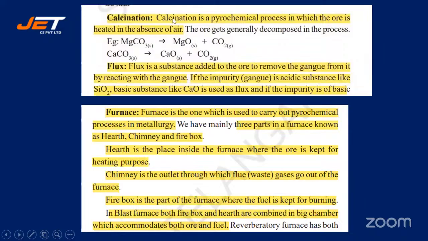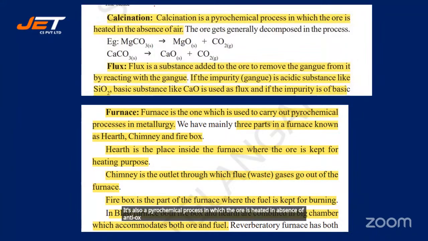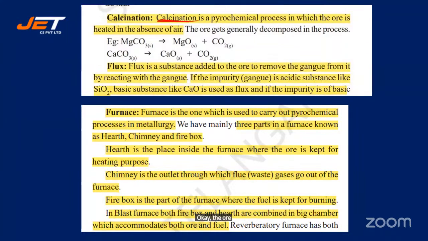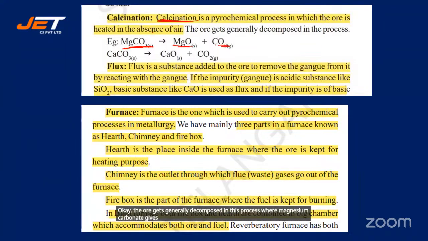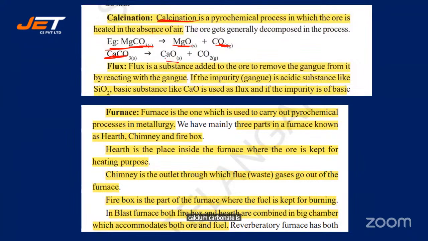The next technique is called calcination. Calcination is also a pyrochemical process in which the ore is heated in absence of air, that is, heating without oxygen. If heating is done in the absence of oxygen, we call it calcination. The ore generally gets decomposed in this process, where magnesium carbonate gives rise to magnesium oxide and carbon dioxide. Similarly, calcium carbonate is decomposed into calcium oxide and carbon dioxide.